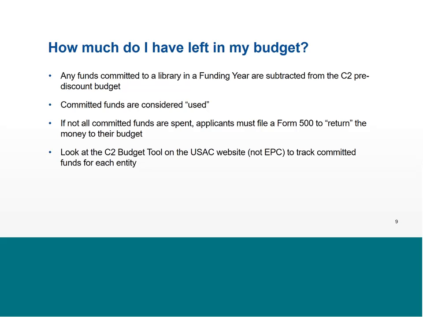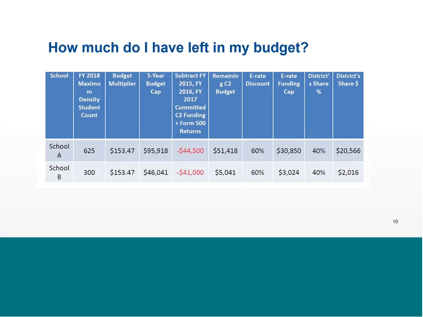With this tool, you put in your entity numbers. Each library branch has an entity number. You'll enter those, and the tool pulls up each funding year since 2015. So 2015, 16, 17, and now 18. It pulls information from your 471s, and so it'll show if that library branch received any C2 funding in those funding years, and it'll give you a total at the top. So that's a good place to start, and then you would want to calculate your full budget, like we did in the first example, and then subtract anything that the Category 2 budget tool shows so that you see what's remaining. Does that make sense, Sue?